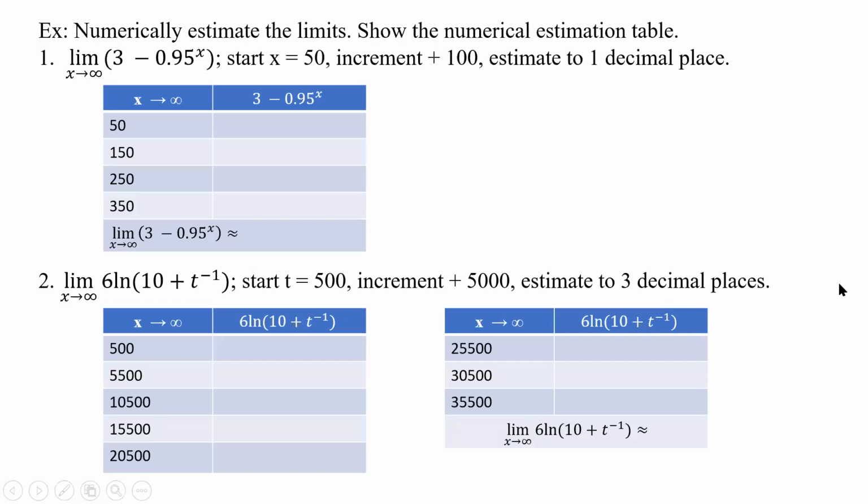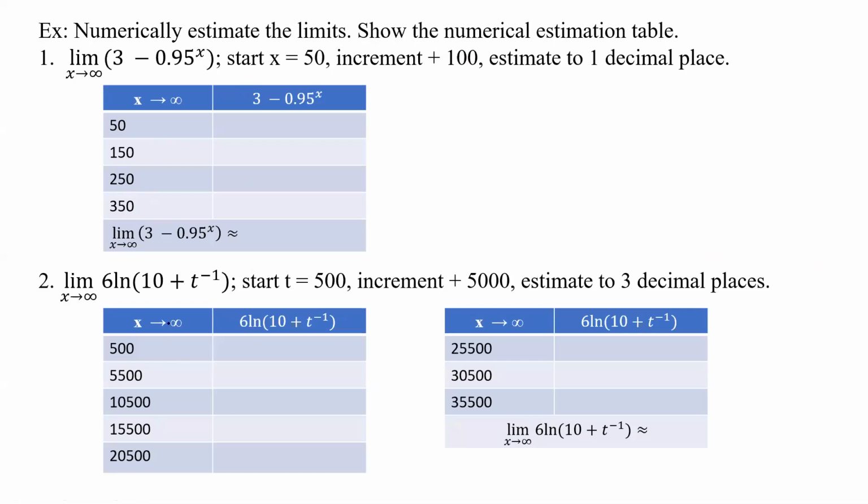All right. So now we're supposed to numerically estimate the limits, show the numerical estimation table. So we have the limit of 3 minus 0.95 to the x. We want to start at 50, an increment of 100, and we're going to estimate to 1 decimal place. Okay. So I just made a table here. We'll hopefully get all those. It usually says to do 4, so I put 4.